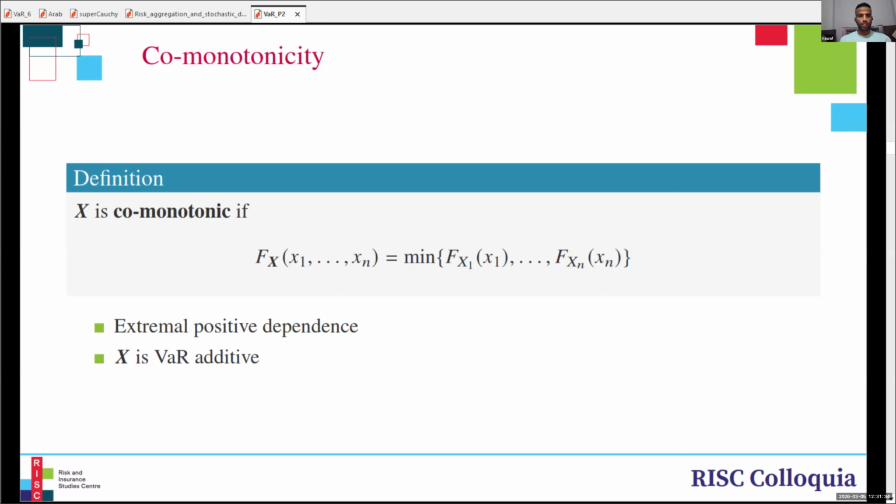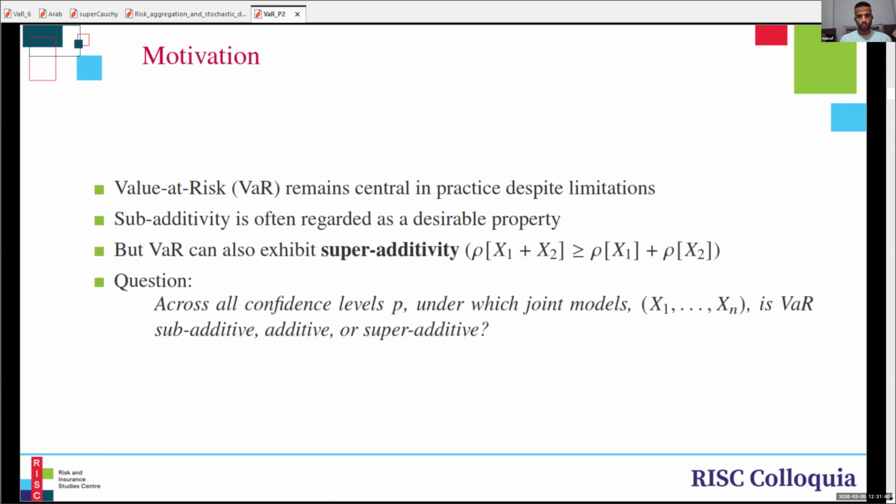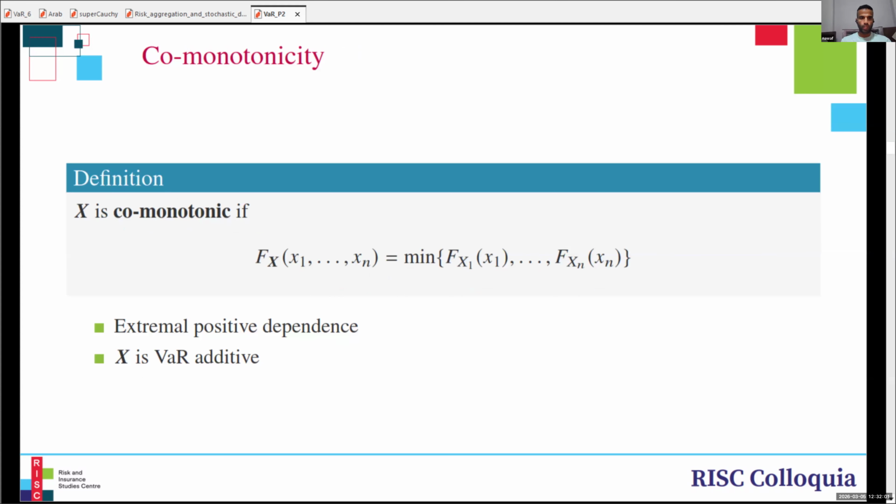Okay, so let us deal with the first part of our question. So let's go back to our question. Our question was, under which models do we have VaR subadditivity, additivity, superadditivity across all confidence levels p. And let's start with the subadditivity and additivity part. Before we do that, let's define one concept, and that is the comonotonic concept. We say X as a random vector is comonotonic if its joint CDF is the upper Frechet bound.